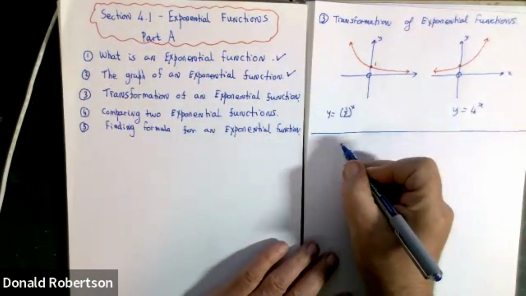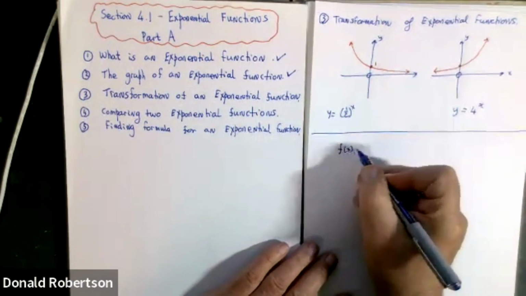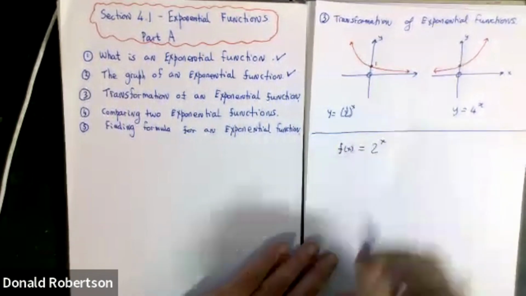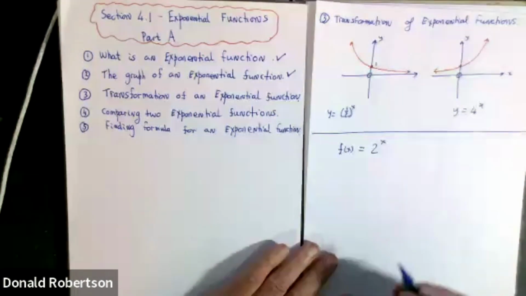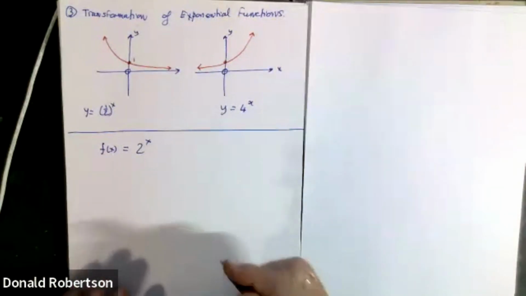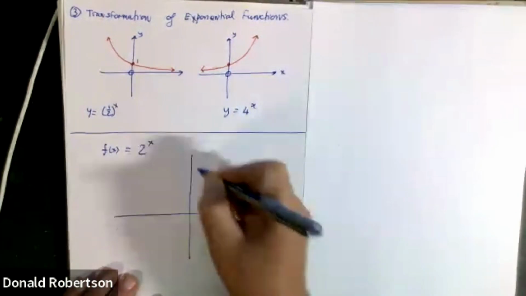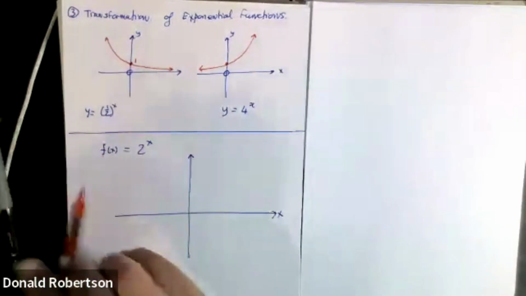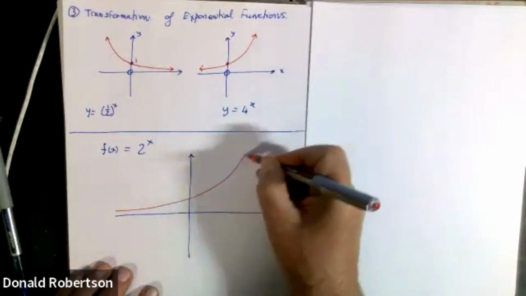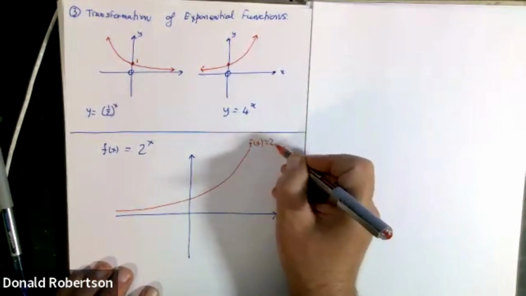So for instance, let's do as our basic shape 2 to the power of x. And let's do some transformations on 2 to the power of x and see if we can figure out what the shapes would look like. So to start with, this guy that I'm drawing right now is what 2 to the power of x looks like.